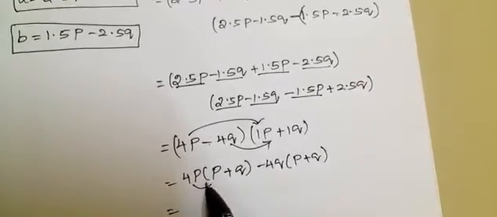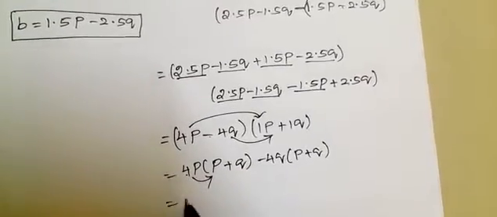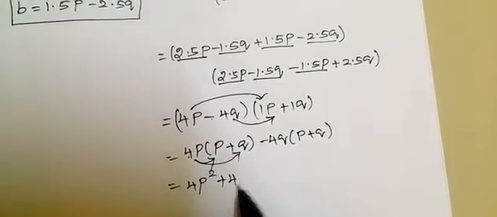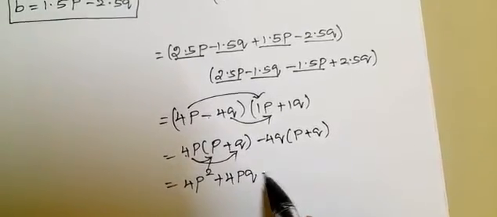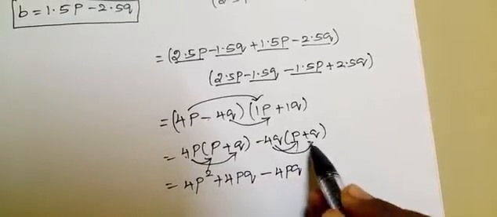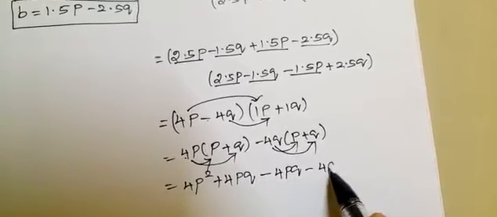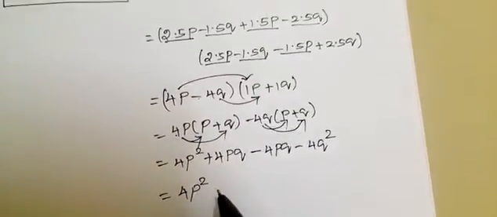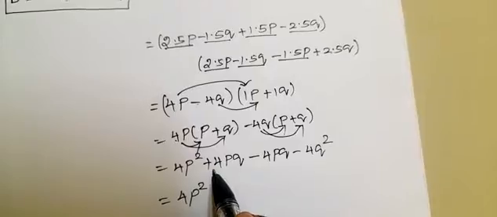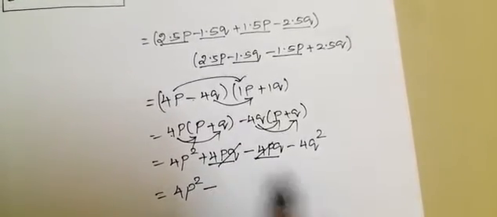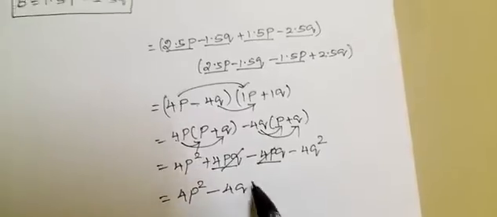Now let us multiply it again. 4 into p square plus 4pq minus 4pq minus 4q square. Again 4p square plus 4pq minus 4pq will become 0. Finally we get minus 4q square.